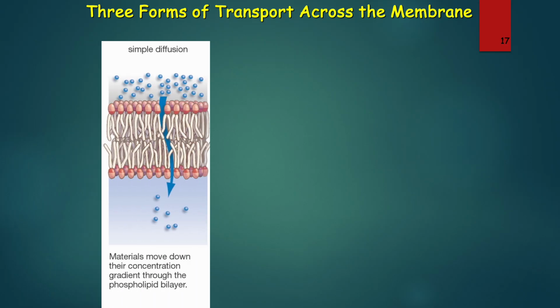There are three forms of transport across the cell membrane. The first one is simple diffusion. Here you have a high concentration of particles. They're simply going to move to an area of low concentration. They're going to move across the cell membrane to where there are fewer particles.